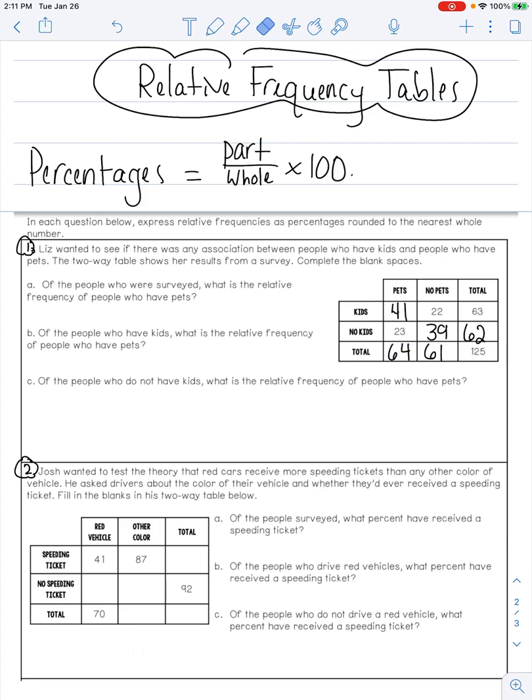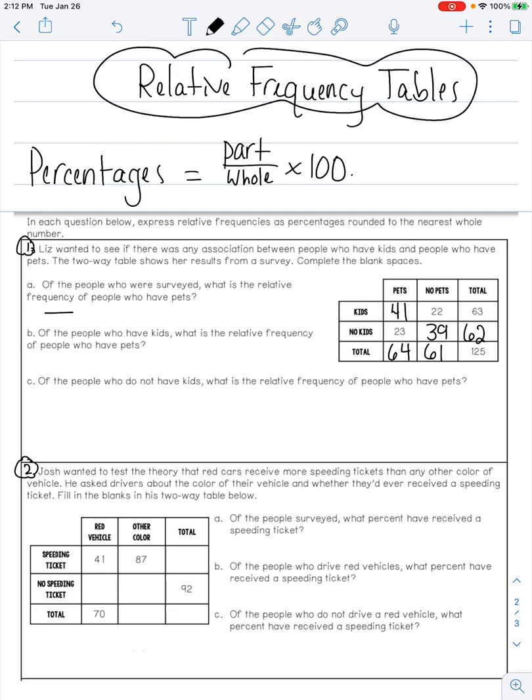So now let's look at the types of questions you'll see in this lesson. It says Liz wanted to see if there was an association between people who have kids and people who have pets. There's a two-way table that shows her results. Complete the blank spaces. Well, we just did that. Now let's look at these questions. Look at A. Of the people who were surveyed, what's the relative frequency of people who have pets? So remember earlier I said to find percentages, you do part over whole, and then you multiply by 100. Well, here's what I mean.